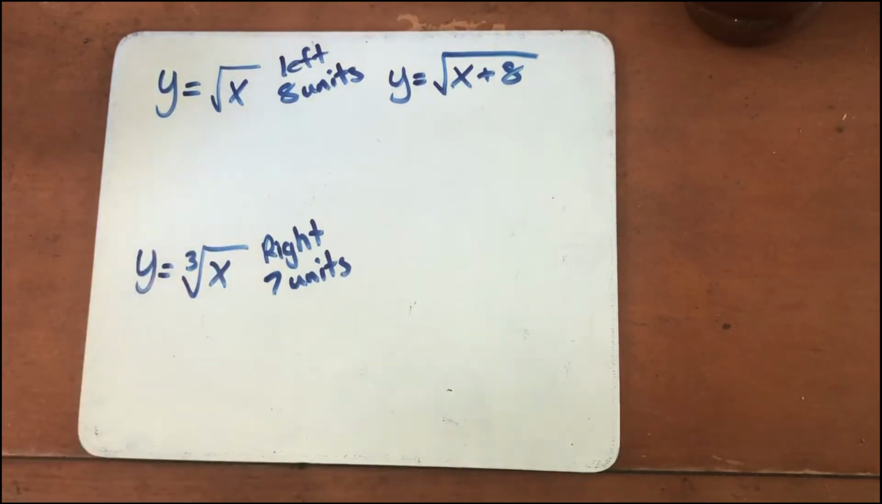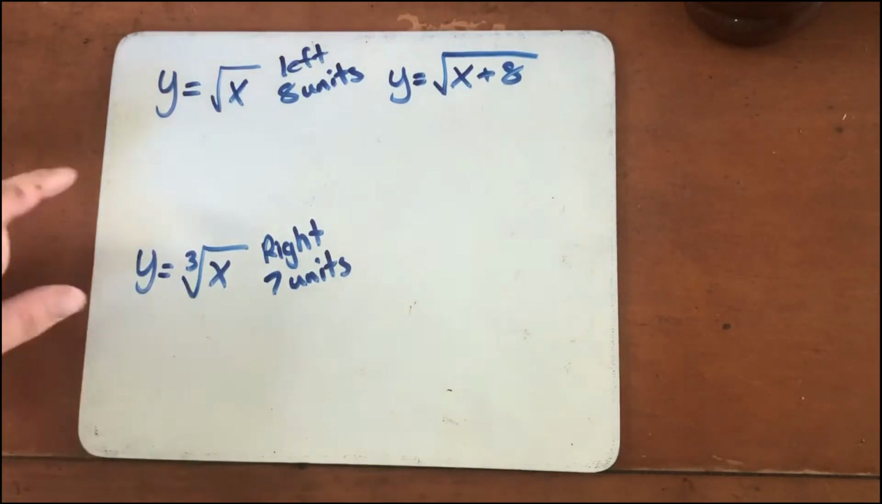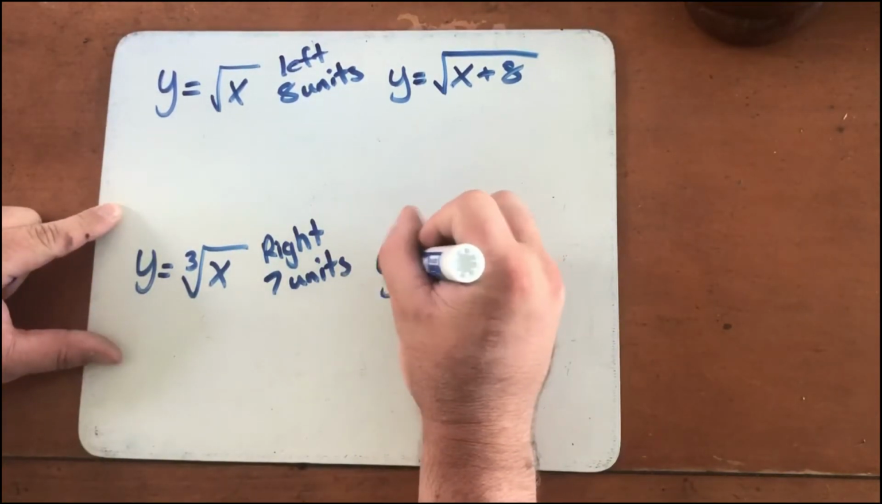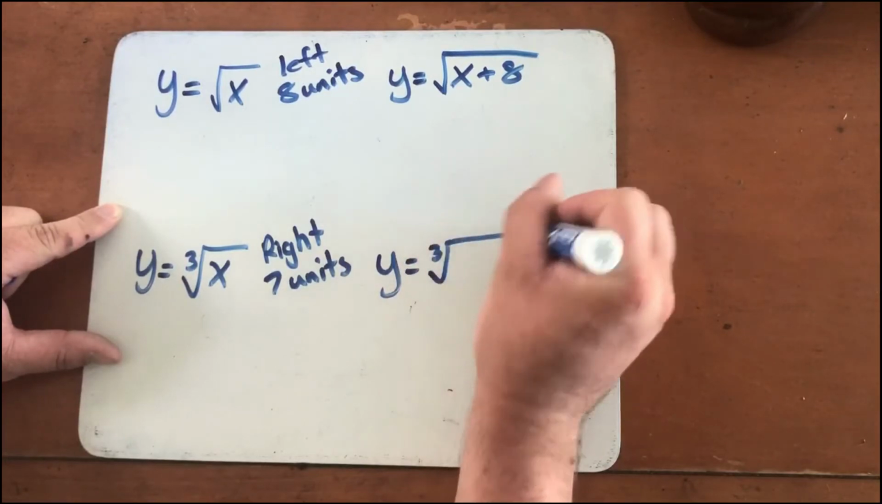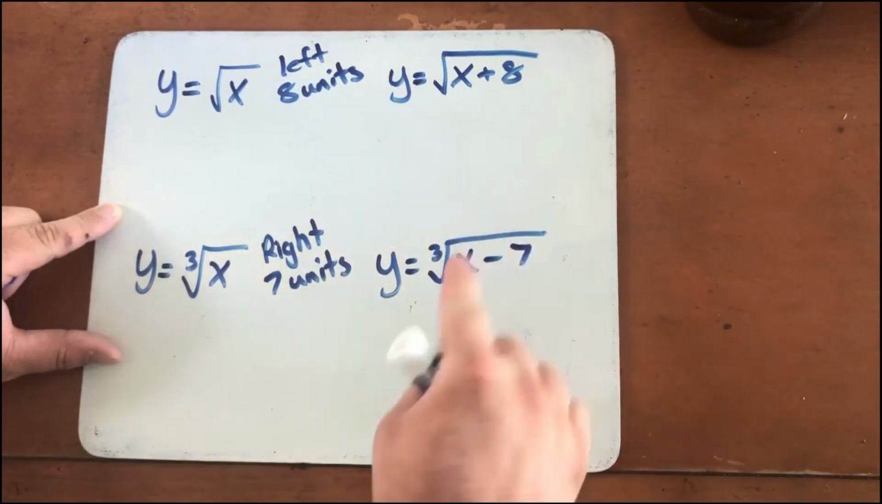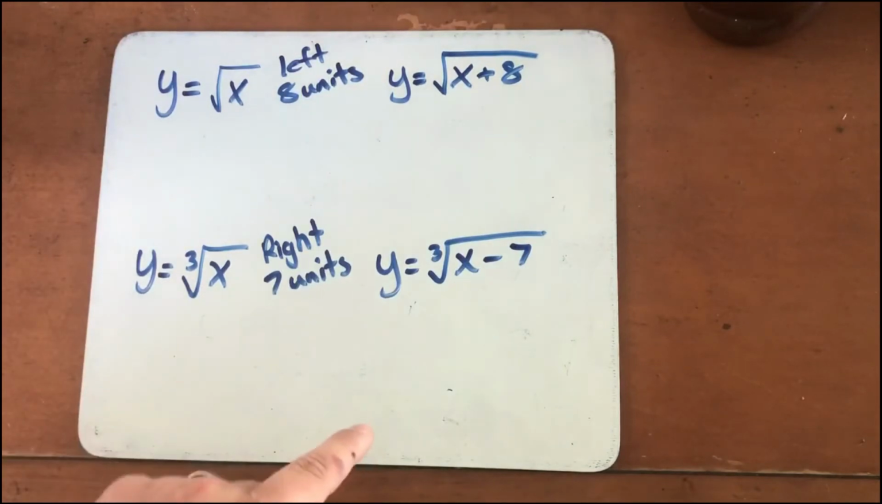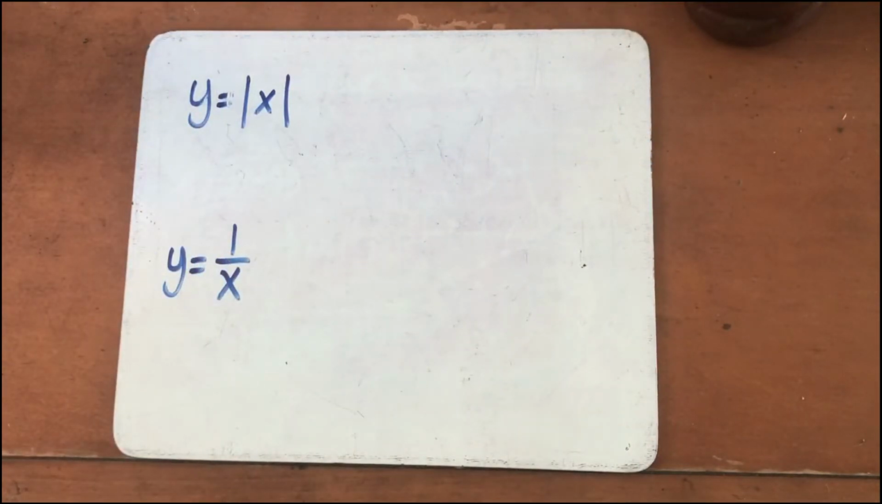So if this is positive, then it should be x minus 7. So y equals the cube root of x minus 7. Notice I extended the bar of the radical past the 7 so that the x minus 7 is grouped together. The last two examples follow the same deal.